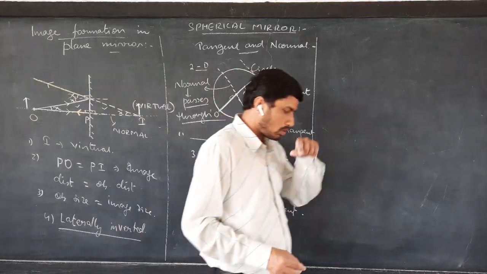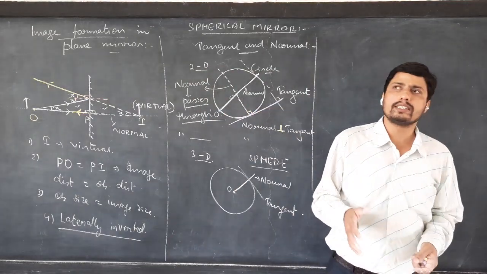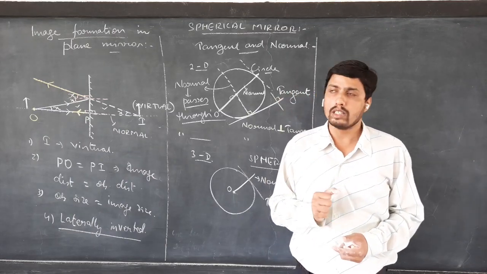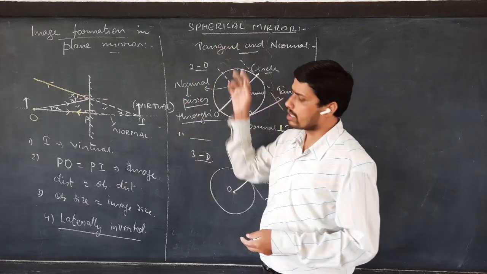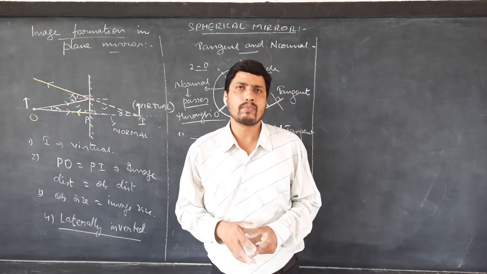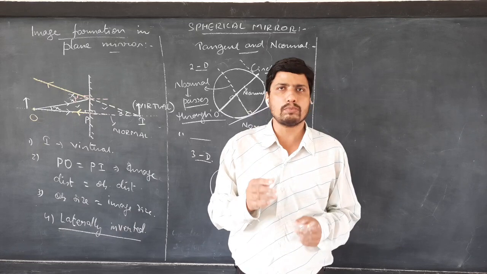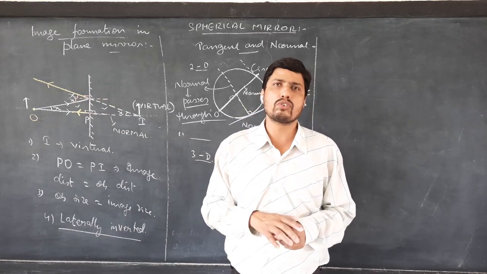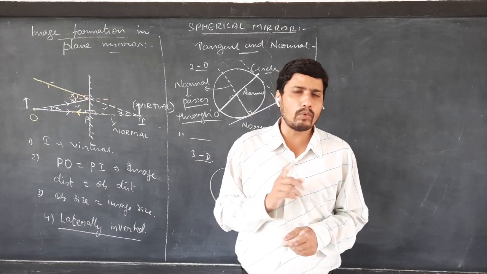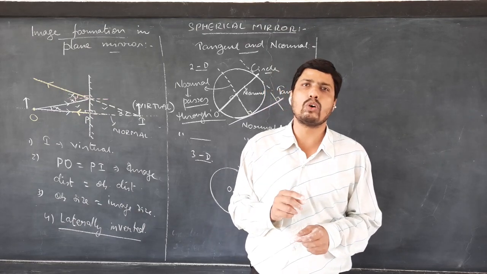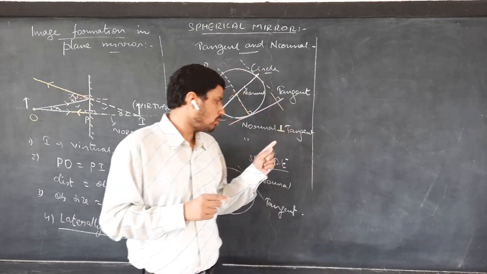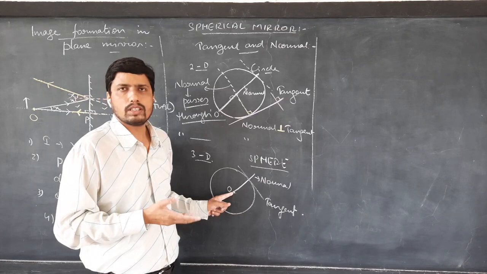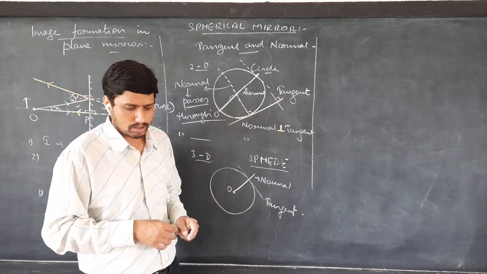Why do I discuss this concept? Because rule number 2 says the incident ray, the normal at the point of incidence. So you should understand the meaning of normal. In this chapter, we have to read about spherical mirrors, that means concave and convex mirrors. For concave and convex mirrors, at any point on the mirror, the first thing that we should draw is the normal. And how will you draw the normal? The normal will be drawn by joining that point on the sphere with the center of the spherical part, of which the mirror is a part. Okay.